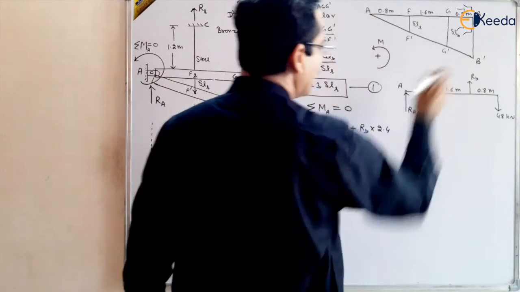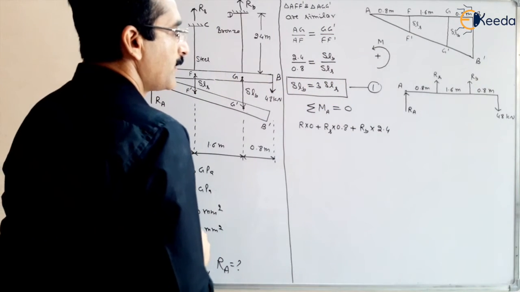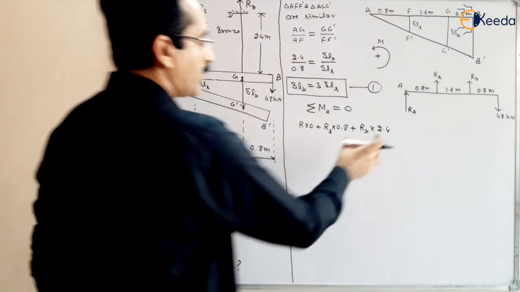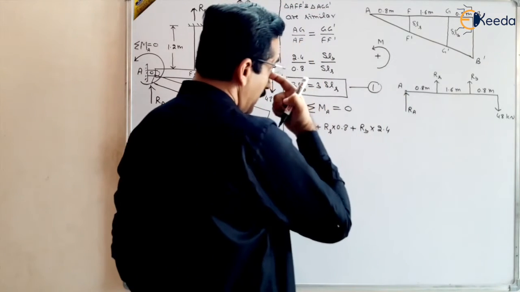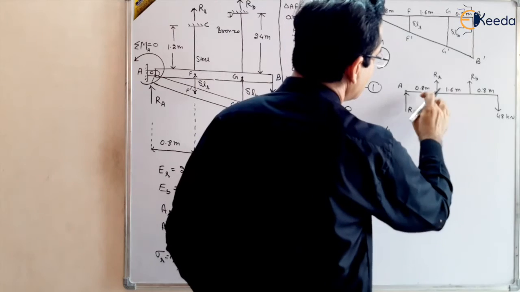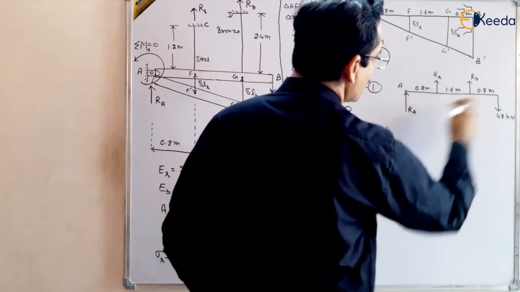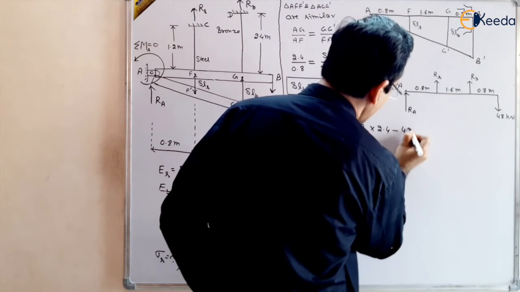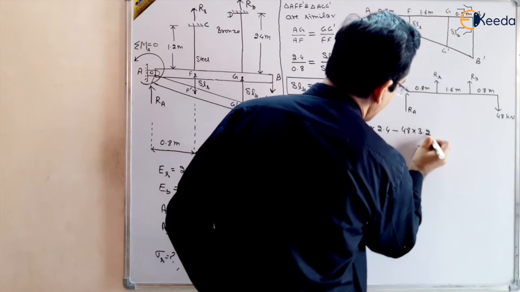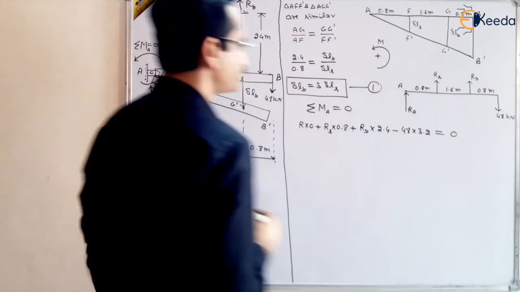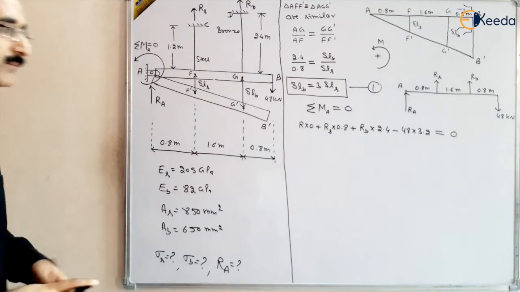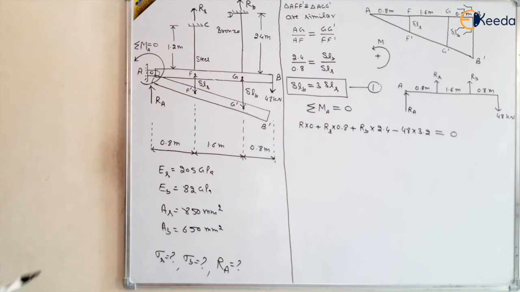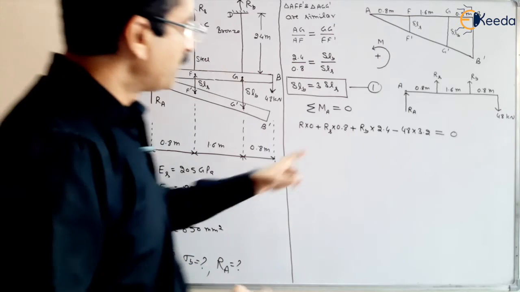This is the reaction at B, Rb, the moment of Rb about A. And the moment of 48: the total distance is 3.2. So this will be minus because this is clockwise. Minus 48 multiplied by 3.2, and that must be equal to 0. So we will get a relation between Rs and Rb.